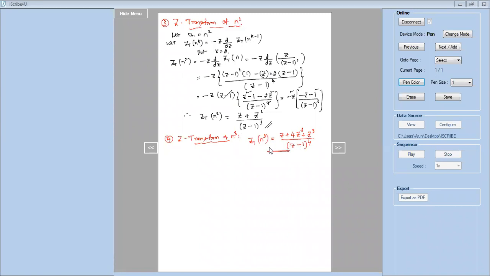So the derivation, if you want, you can do it. It is not required anyway. They will not ask, leave it. In case they ask, you do this. So this is the Z transformation of n cube. Like this, you can find n power 4 and all. So now I think you have an idea how to find a Z transformation of a function.